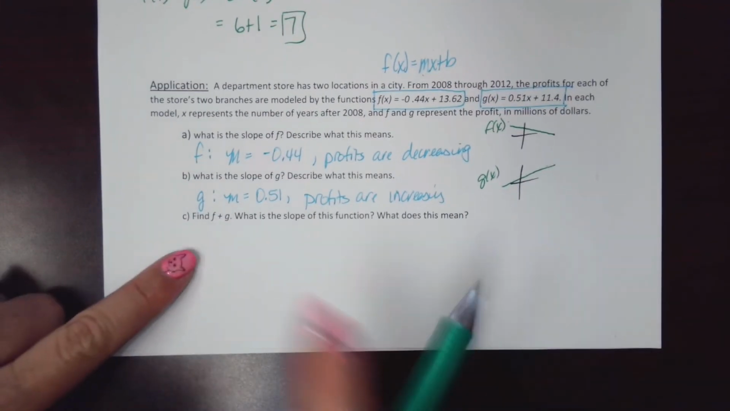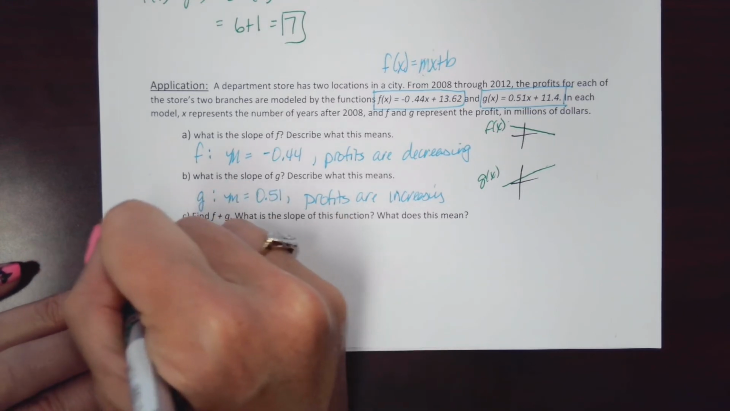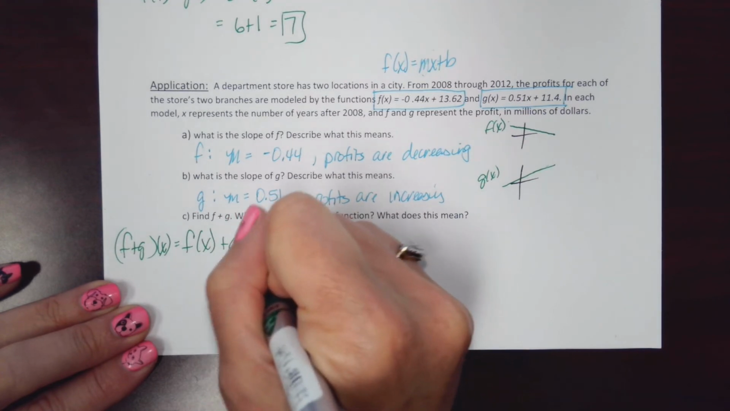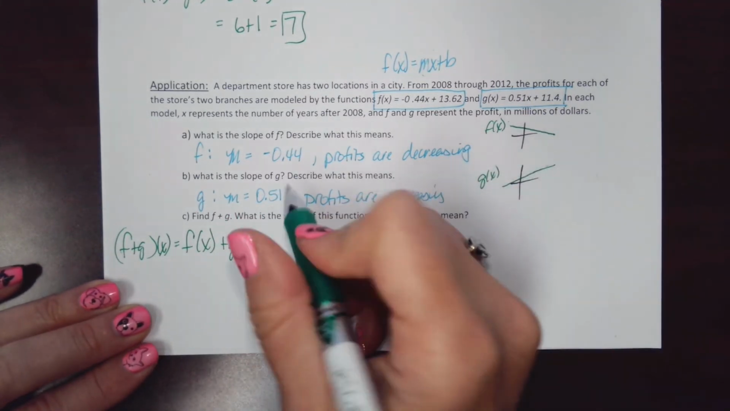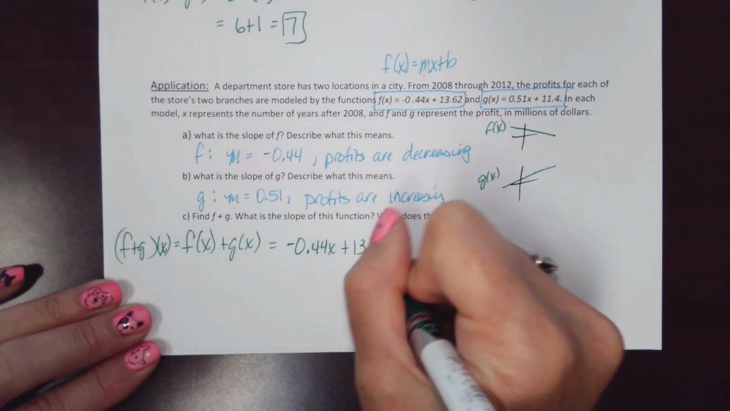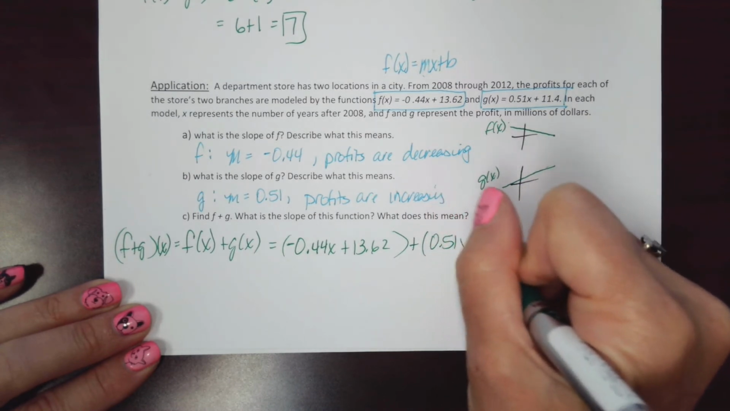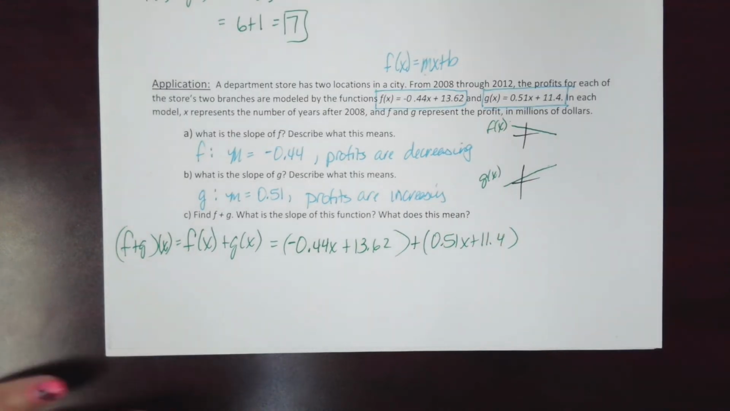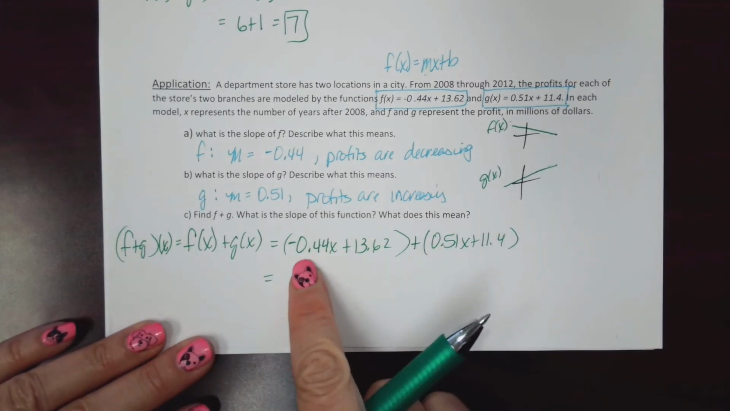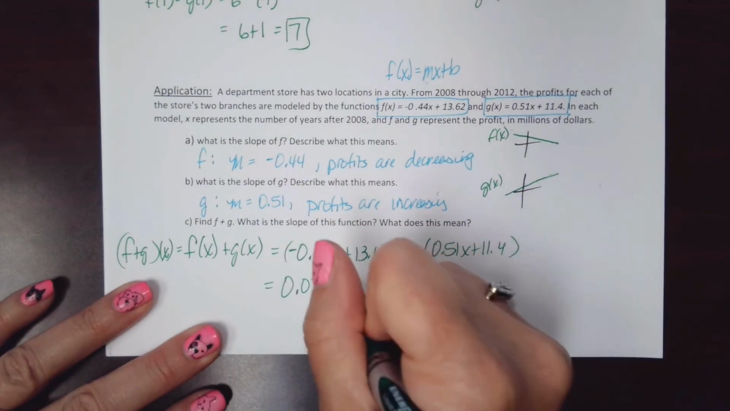And this tells me, okay, find f plus g. So if I do f plus g of x, that's f of x plus g of x. I'm just adding the 2 functions together. So negative 0.044x plus 13.62. And I'm going to add the second function to that. And when I add those 2 together, negative 0.44 plus 0.51 gives me a positive slope here.